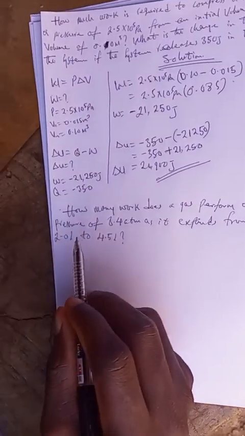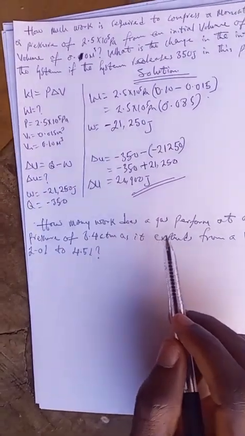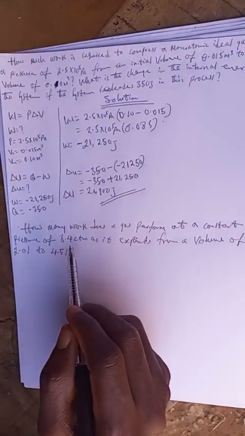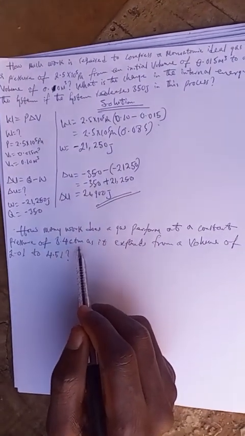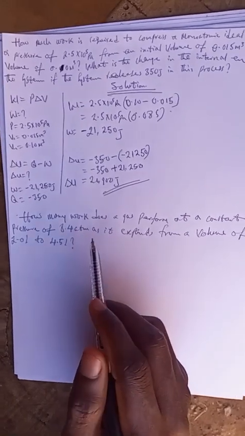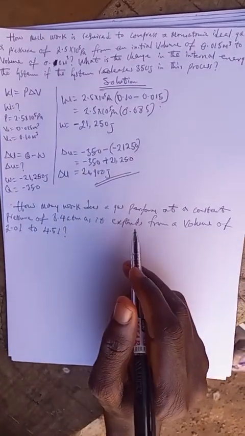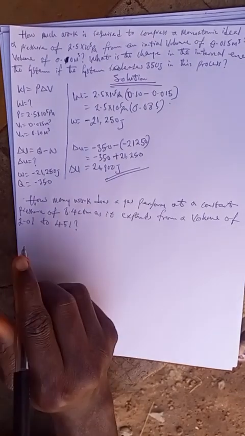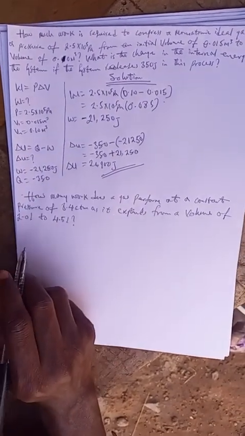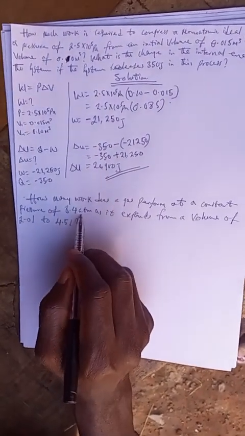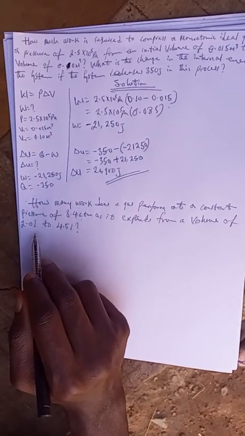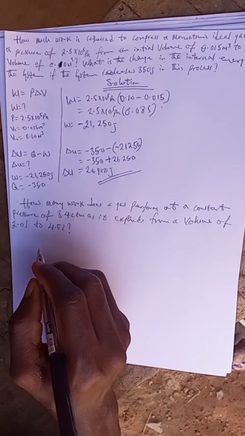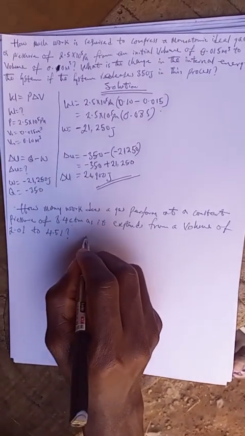Now let's look at another example. How much work does a gas perform at a constant pressure of 8.4 atm, atmospheric pressure, as it expands from a volume of 2.0 liter to 4.5 liter? Now you see that the pressure here is not in Pascal, and this volume is not in cubic meter or centimeter cube.